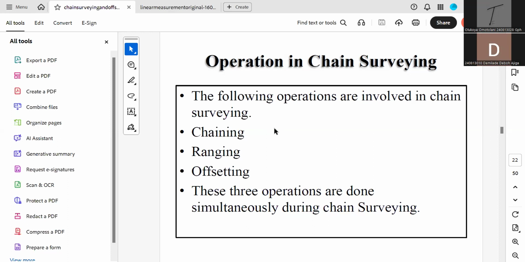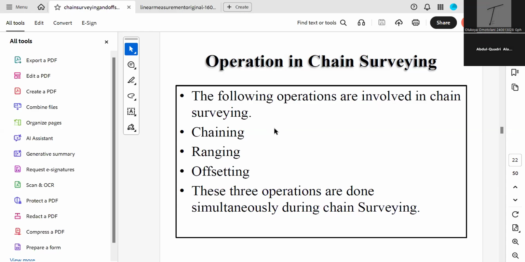Chaining is measuring horizontal distance, while ranging has to do with alignment of points. Okay, I'm not satisfied with your definition. Who else can help us with chaining? Go ahead. Chaining is the measurement of distance using a chain. Yes, chaining is the measurement of distance using a chain or a tape.